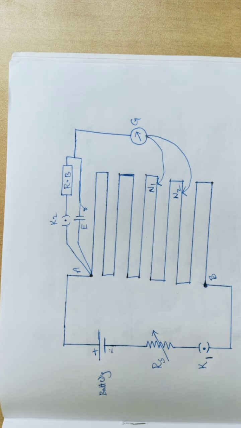One is the primary circuit and another one is the secondary circuit. Those things we already know very well. In the primary circuit, between the free ends of a potentiometer wire we are introducing one battery, a resistance and a tap key.